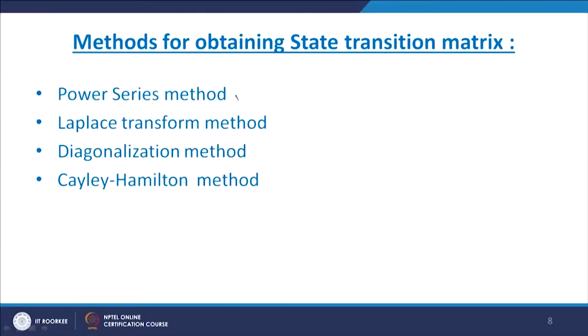If you see the literature, various methods are available to calculate the state transition matrix. Now we will see the various methods for determination of the state transition matrix. First is the power series method, then the Laplace transform method, diagonalization method and Cayley-Hamilton method. These 4 methods can be used to get the state transition matrix. If you take any example and apply these 4 methods, you will get the same results, but which method to apply depends upon the type of system.